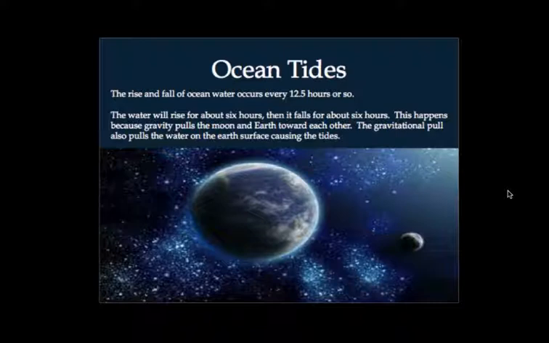It's really about 12 and a half, because you have a point where there's no more rise and there's no fall either. That 0 point is in between those two. This is going to happen because gravity is going to pull the moon and the earth towards one another. And so that gravitational pull is also going to affect the water on the Earth's surface, causing these tides.